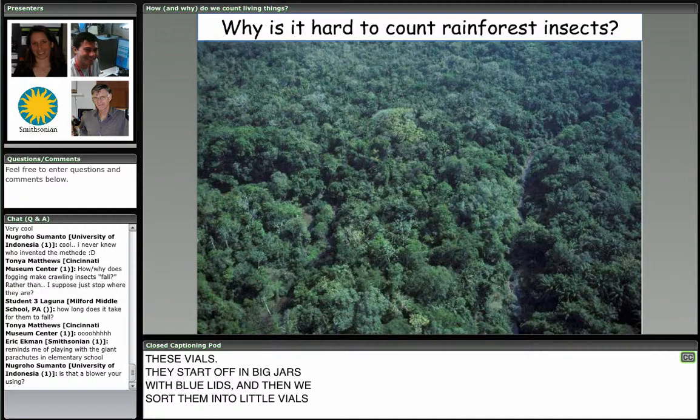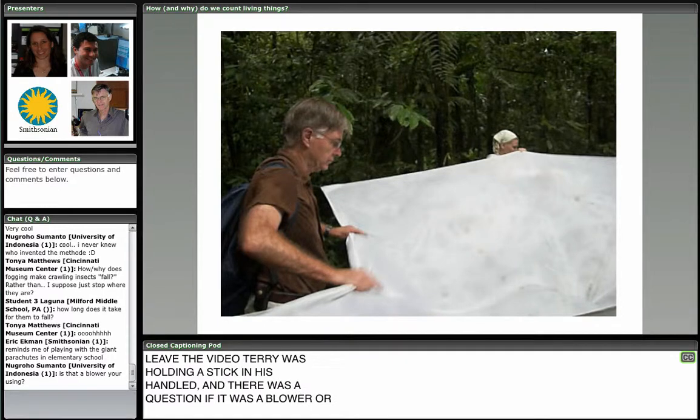A quick question before we leave the video. Terry was holding a stick in his hand. There was a question as to whether that was a blower of some kind, or what was that stick you were using? These sheets, because of the humidity in the rainforest, and perhaps even it rained the night before, the sheets get wet and the insects stick to the sheets. So what I have on my back that you can't quite see is a 2-gallon garden sprayer, and we have 80% alcohol in there. After the shaking, I'm washing the sheet with alcohol, and that goes down into the bottle, and the insects are preserved.